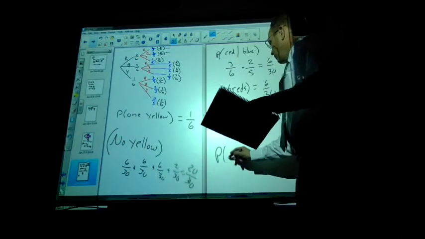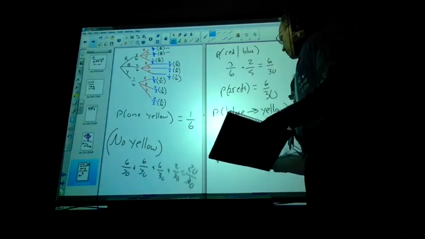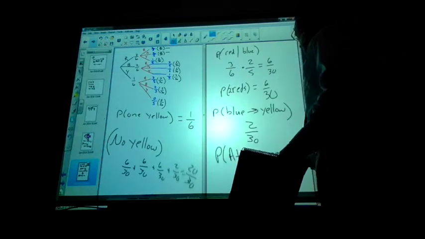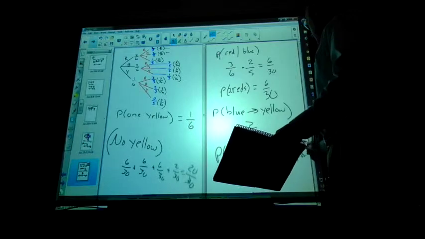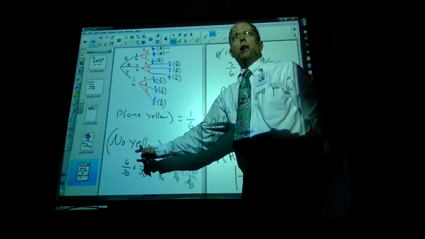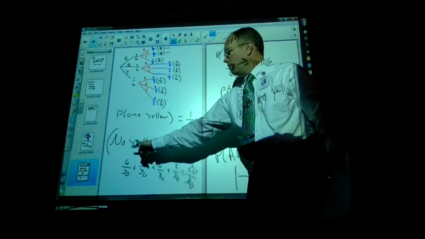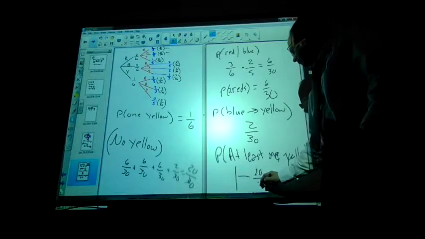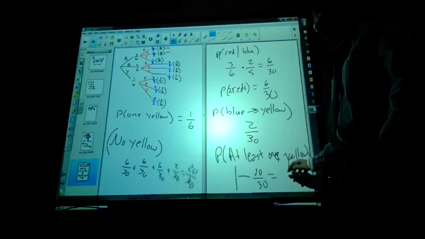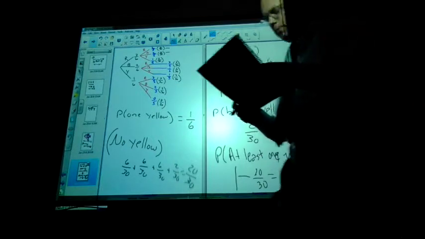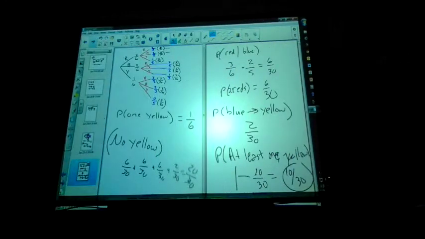So probability of at least 1 yellow. Remember, this was the probability of no yellows. So if I do 1 minus this, that's going to give me 10 out of 30, or 1/3. So I have a 10/30 probability of doing that. Seem good?